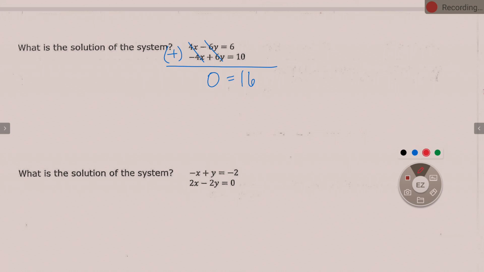What's different about this problem? Not true. So it's new. This is where I said that final number does matter. Does 0 equal 16? No, so this one is no solution.